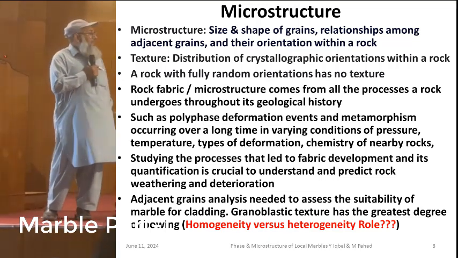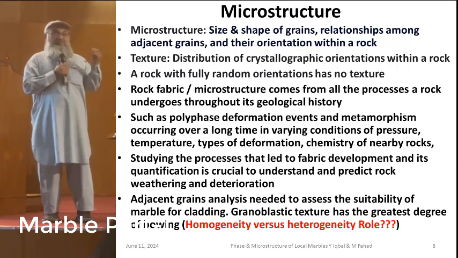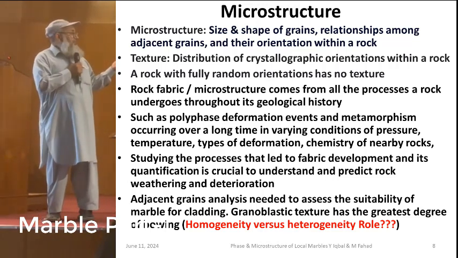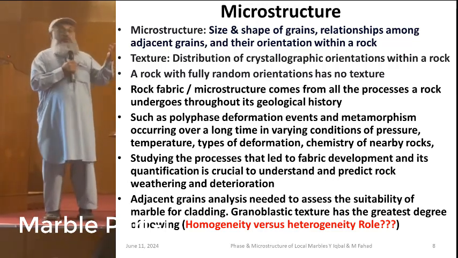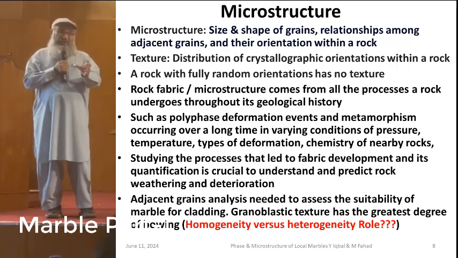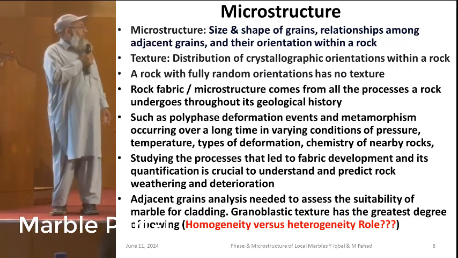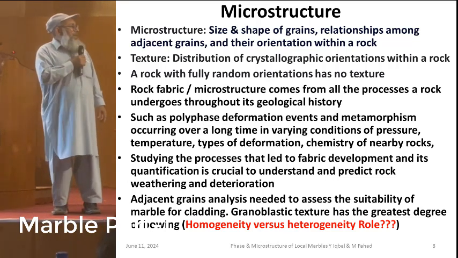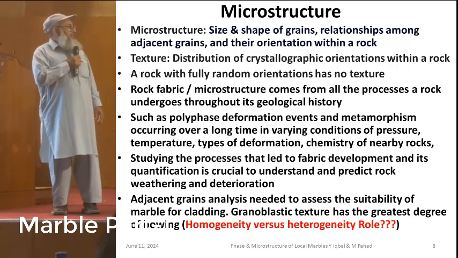So it is basically the size and shape of grains, the relationship among adjacent grains, and their orientation within a rock. Similarly, texture is the distribution of crystallographic orientation within a rock.